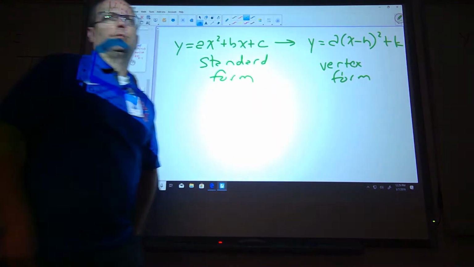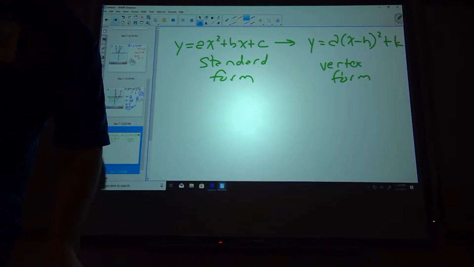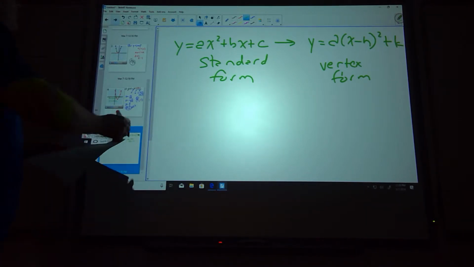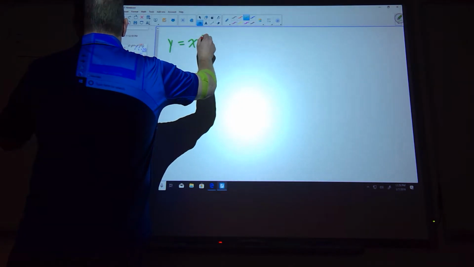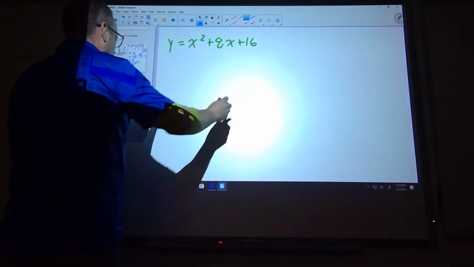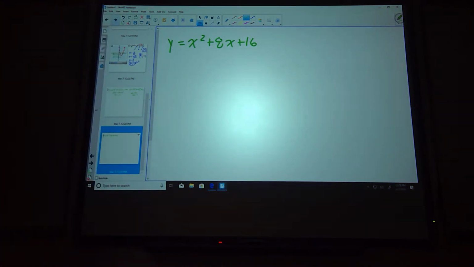Okay? And again, it's going to be the same questions I ask over and over. And I know you can do it. You ready? So the first question is y equals x squared plus 8x plus 16. I want to make that into vertex form.